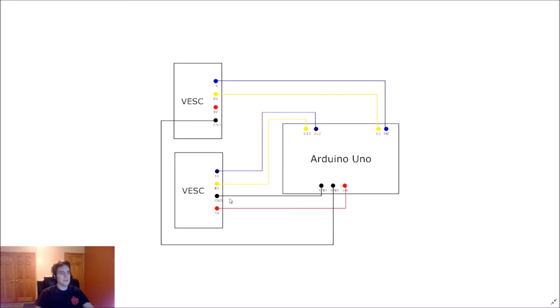Then, on each VEC, you're going to want to hook ground up to ground on the Arduino. And then if you want to power the Arduino from one of the VECs, you can hook up the VEC's 5-volt output to VIN on the Arduino Uno. Just make sure that you don't have the VEC powering the Arduino while your computer is also powering the Arduino from the USB port, and don't have the power adapter plugged in as well. Only have one thing powering the Arduino at one time.